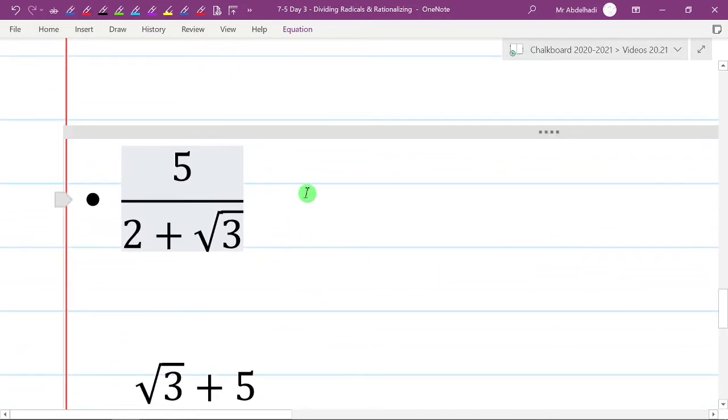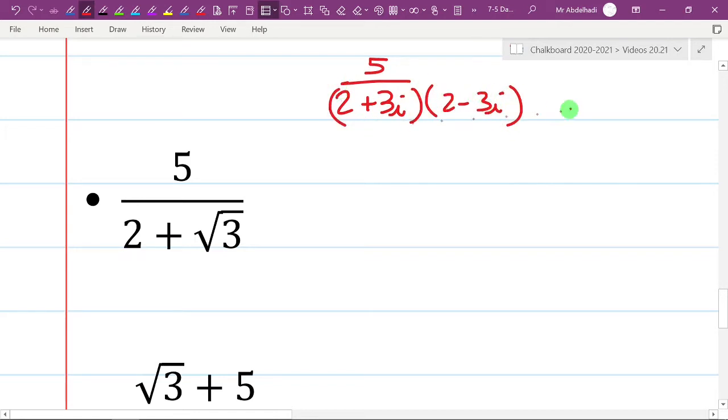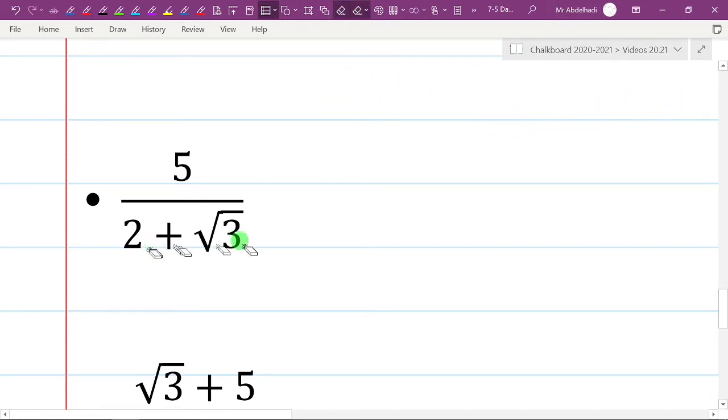And this is very similar to imaginary numbers. When we had two things in the denominator and one of them was imaginary, we used the conjugate to get rid of the imaginary. Like for instance, if we had 2 plus 3i in our denominator, we multiplied by 2 minus 3i. When you multiply conjugates, all the imaginary stuff goes away and you end up with 2 times 2 is 4, and this is negative 9i squared, which is plus 9, so you get 13. You get a number and no more i.